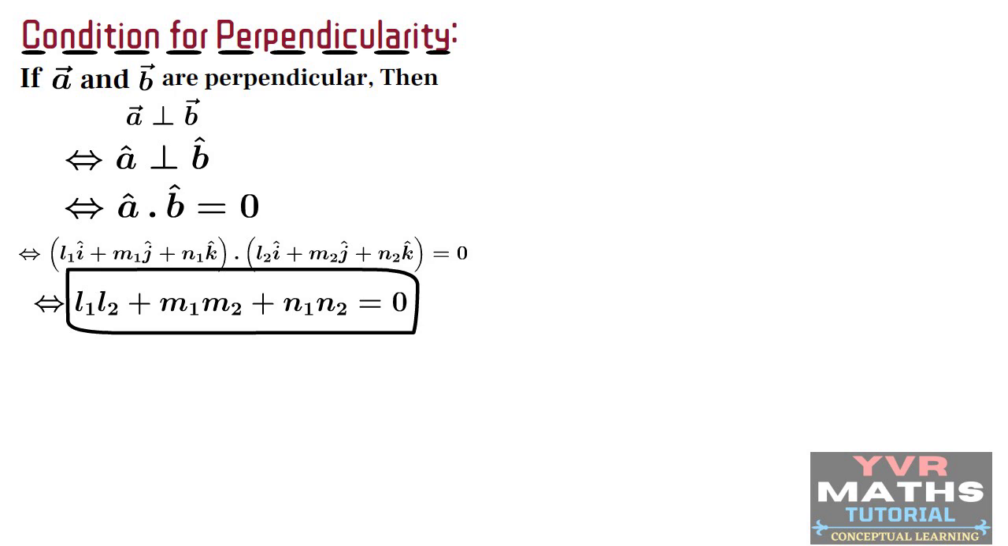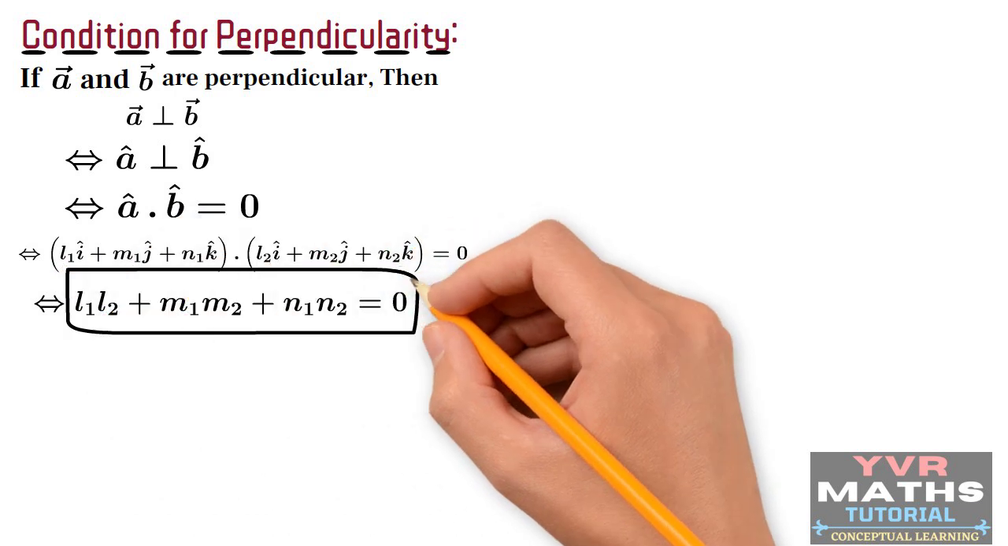So we can get this condition in another way also. We know the cos theta formula. What is the cos theta formula? Cos theta is equal to L1 L2 plus M1 M2 plus N1 N2. If two vectors are perpendicular, then what is the angle between the two vectors? 90 degrees. That means theta value is 90 degrees. What is the value of cos 90? Cos 90 value is 0. That means L1 L2 plus M1 M2 plus N1 N2 is equal to 0. So in that way also we can get the condition.